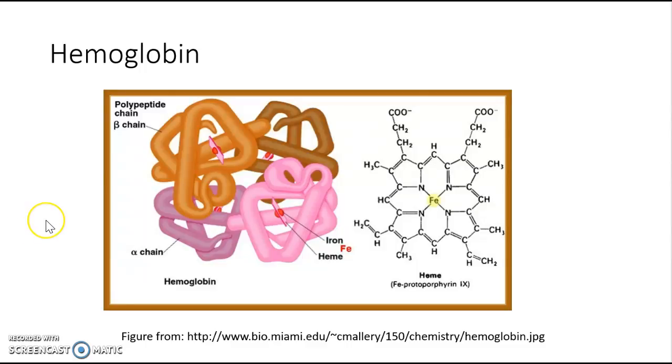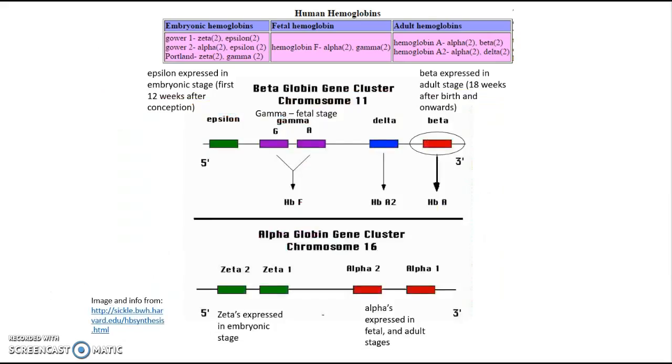A feature of hemoglobin to note is that each subunit contains a heme group here, here, here, and here. The heme group looks like this. So this is not a protein, it's an organic molecule, and it's actually the structure that binds oxygen. These 2 subunits are essentially the same in adults. They're the beta subunits, and these 2 subunits are essentially the same in adults. They're the alpha subunits.